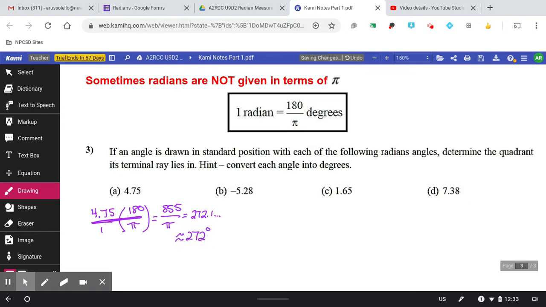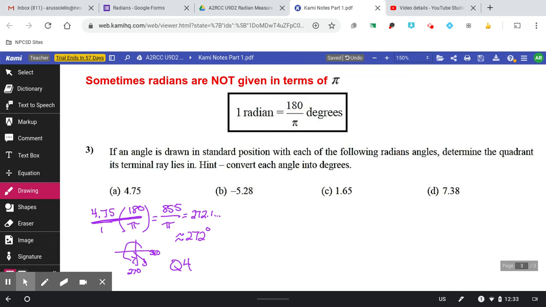And that's really all we need to know, an approximation. It doesn't ask to round it to anything particular, but we're really just trying to find the quadrant it's in. So 272 degrees would be between 270 and 360, so it would lie in quadrant 4.